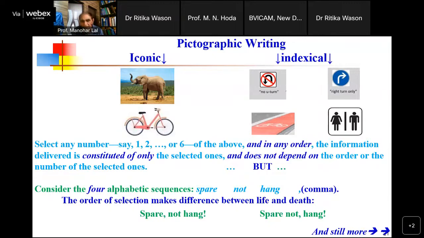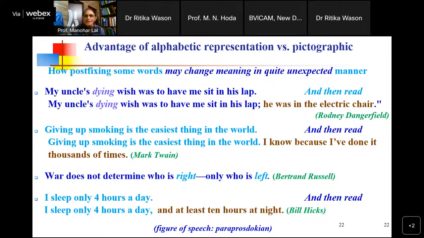Alphabetic writing provides us with the capability of maneuvering or presenting our thoughts in various ways. And now, friends, if you want to see the beauty of alphabetic writing, just adding something changes the meaning completely. You read, these are written by very famous authors. My uncle's dying wish was to have me sit in his lap. And then you read by adding something. Oh, my uncle's dying wish was to have me sit in his lap. He was in the electric chair. The meaning is completely changed.